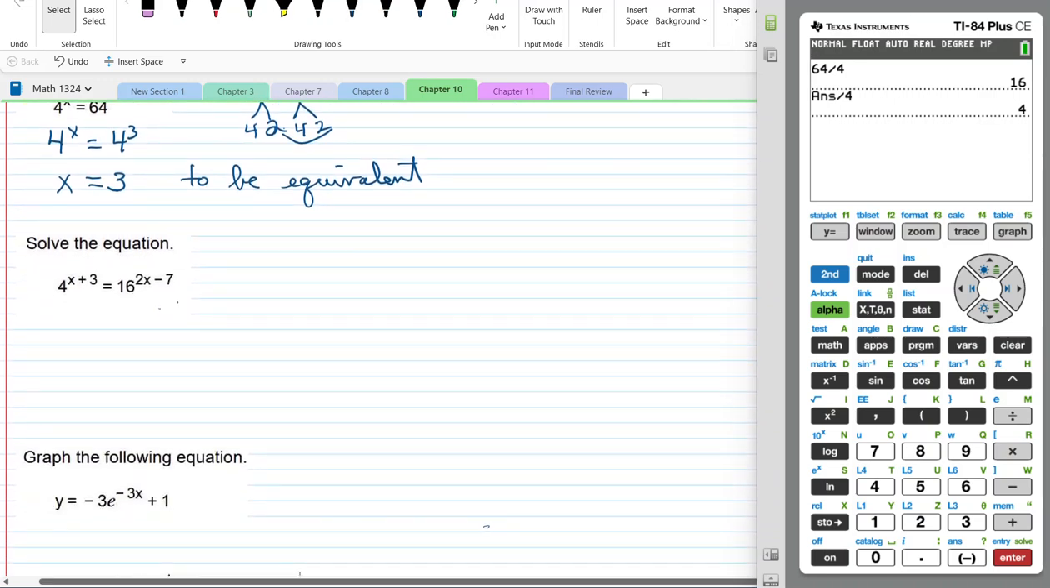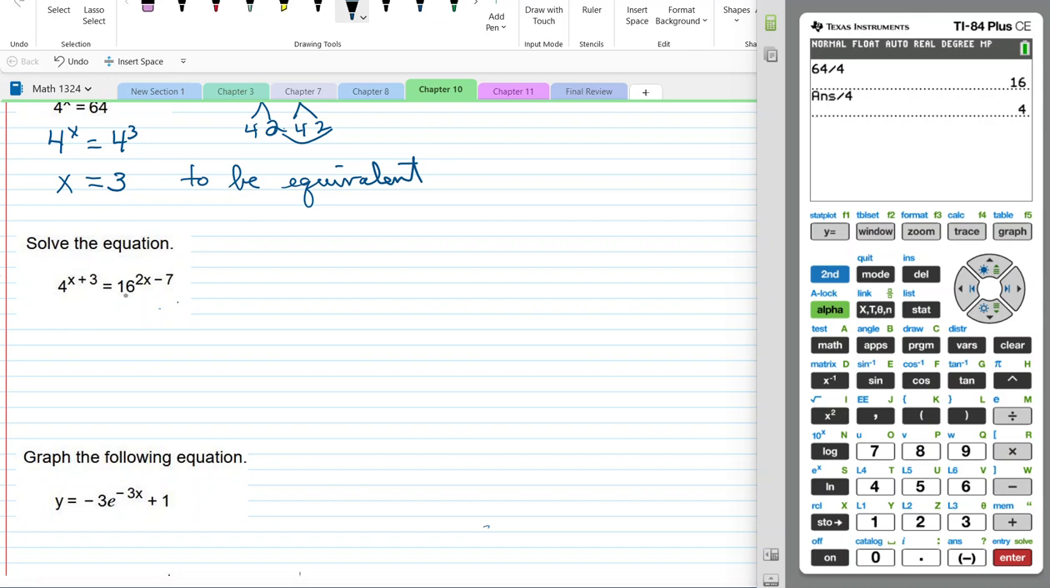So, this one's tricky, isn't it? It's a 4, and this is 4 squared. So what do I have here? 4 to the x plus 3 equals 4 squared to the 2x minus 7, because this is that power rule.